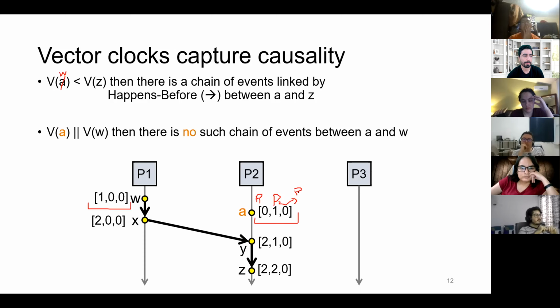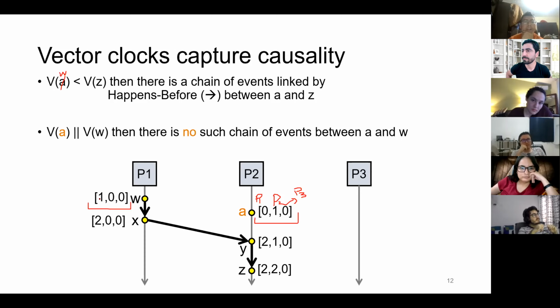The vector clock starts at 0, 0, 0 from the very beginning, but when an event happens, then, sorry, this is the first event in process 2. Right, that's why it's 1. Sorry, this is the first event in process 1.